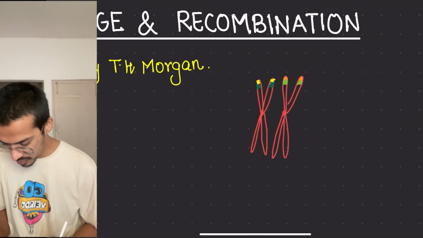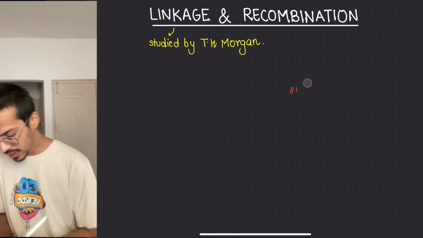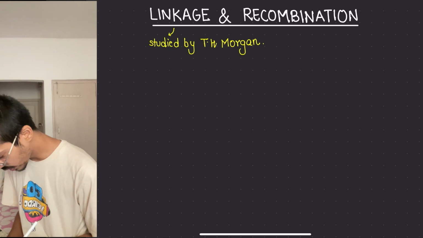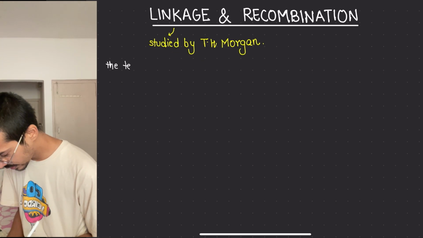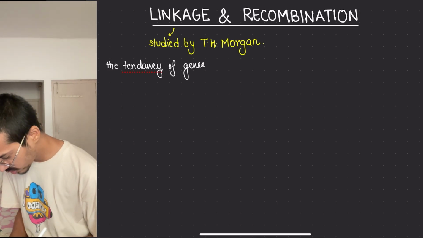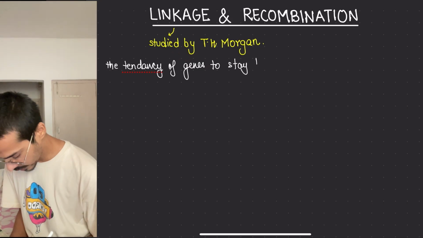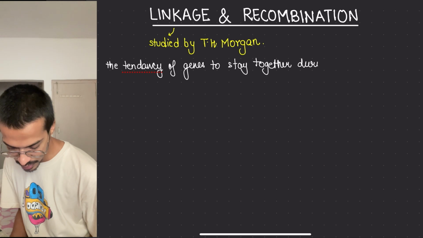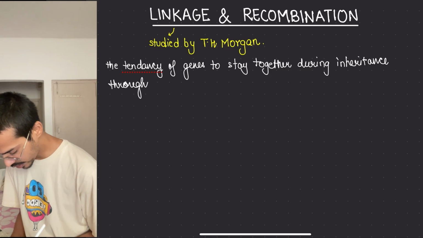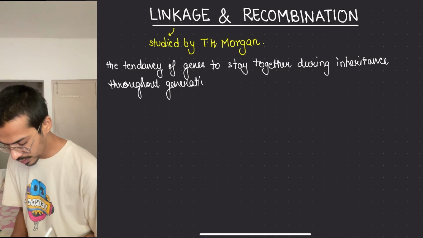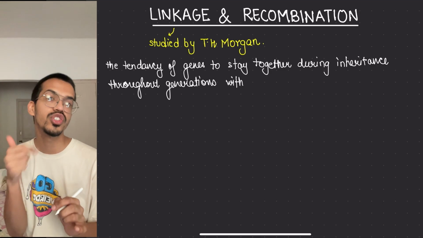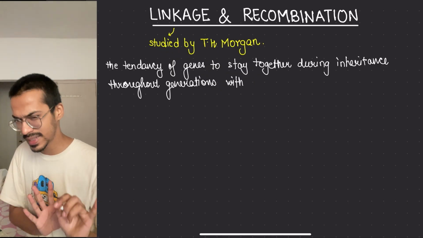Okay, let's come back to our topic and understand it much better. First we will see what linkage is. Linkage is the tendency of genes to stay together during inheritance throughout generations without any crossing over. Because I told you that colors can cross over, but here these genes do not cross over, meaning new recombinants are not formed in their case. Slowly you will understand, don't worry.